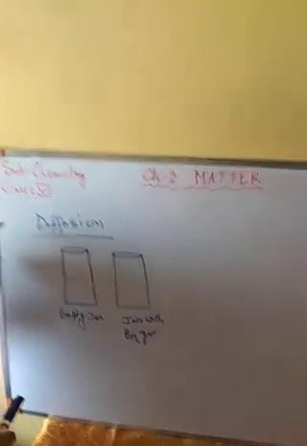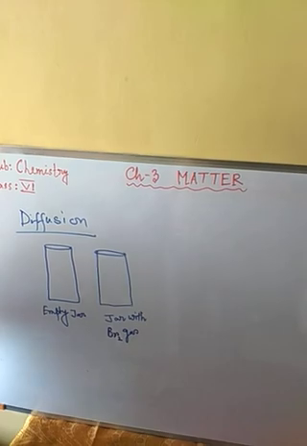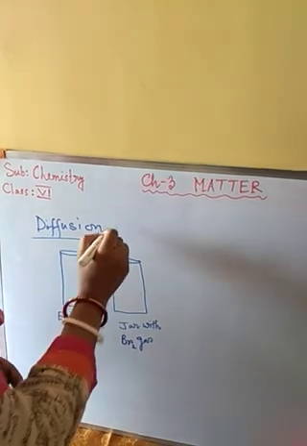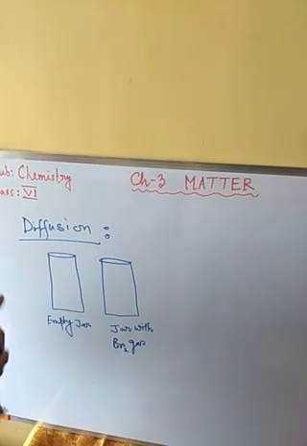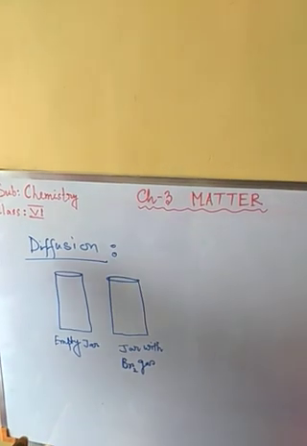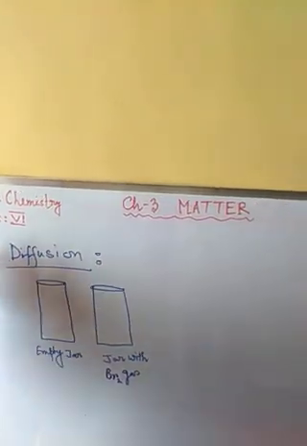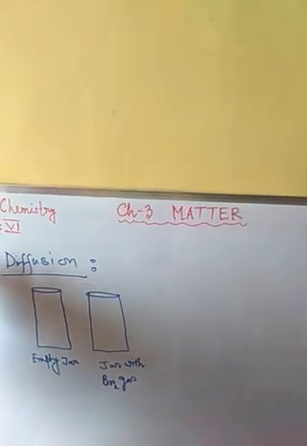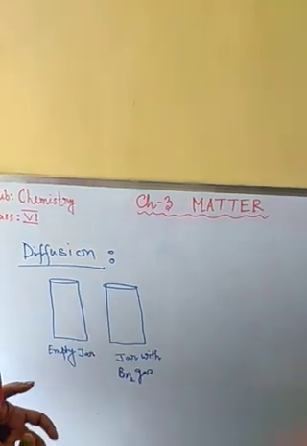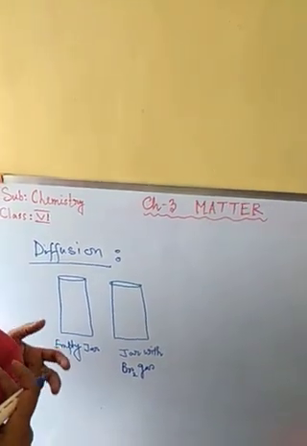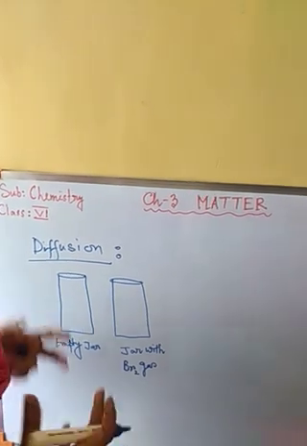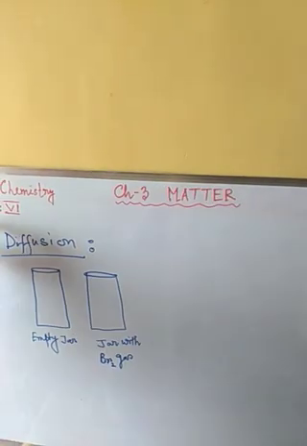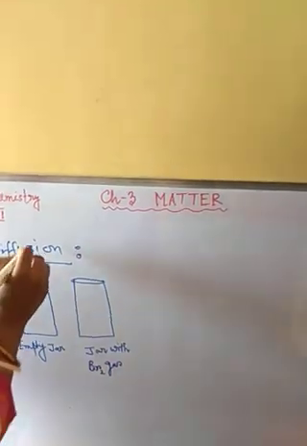Now let us discuss what is diffusion. This is of chapter 3, matter. Diffusion is the phenomenon which we will find generally in gases, or in liquids also. Diffusion is nothing but the phenomenon of intermixing of two different kinds of particles to attain a uniform composition. Two different kinds of substances get intermixed to attain a uniform composition. Let us take an example, then it will be more clear to you all.